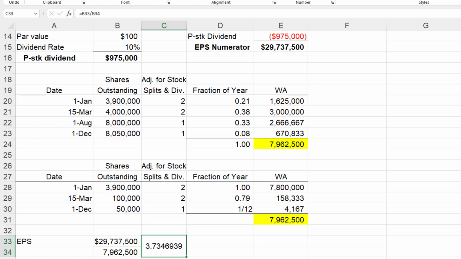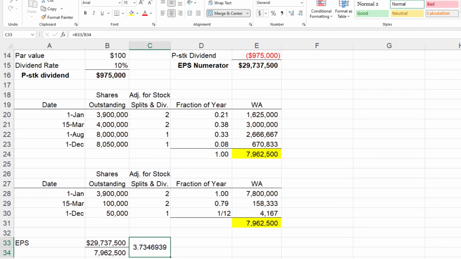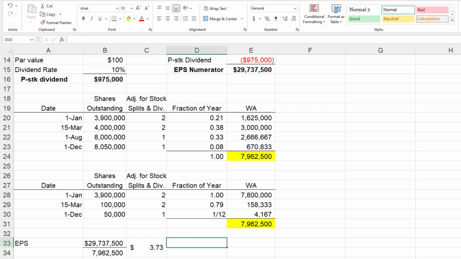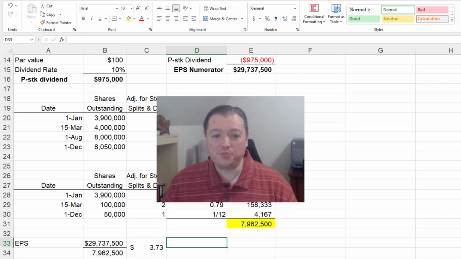According to GAAP, I have to show EPS rounded to the nearest penny on my income statement. So I would need to make one quick adjustment to really have this be the right value for reporting to my investors, and that is we're going to round it to the nearest penny. And if you just hit this button right here, it'll put it in accounting format, which gives it a dollar sign and rounds it to the nearest penny. And you're good to go. And that's how we calculate basic earnings per share.